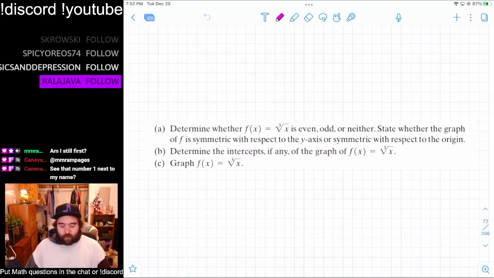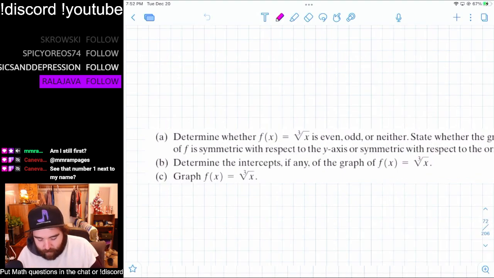Determine whether this function, the cube root of x, is even, odd, or neither. State whether the graph is symmetric with respect to the y-axis or symmetric to the origin. And then they want us to look at the intercepts and then graph it. Okay, cool. Since they don't want us to look at the graph from the beginning, that tells us that they want us to use algebraic ways to determine if it's even or odd.